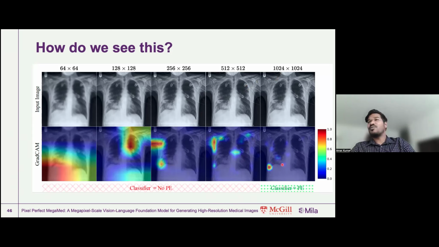Over here, we have the same image at high resolution, and now the same classifier is able to diagnose it correctly, as well as the gradients are localized at a good location. So that actually proves that we need high resolution images.